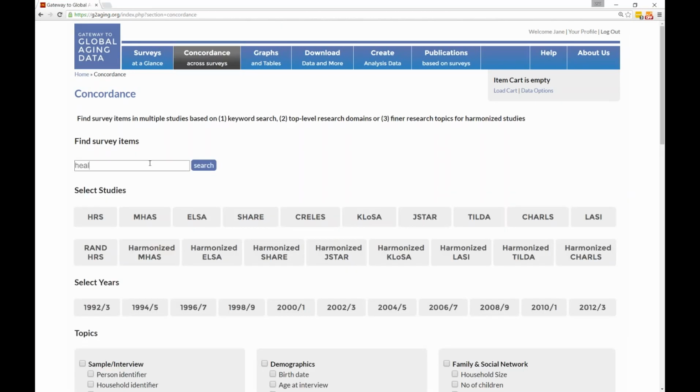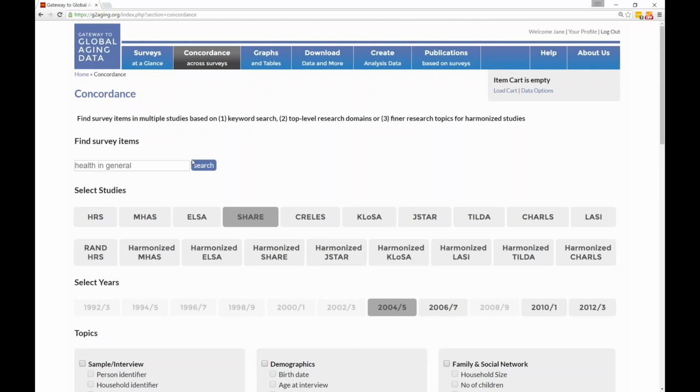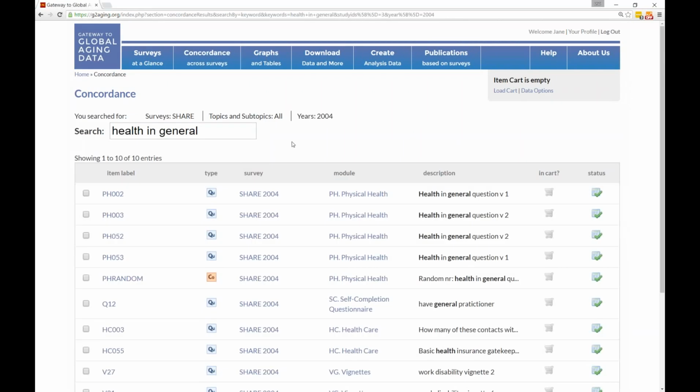Let's do one more example. Let's look for health in general, and let's look for that in Share, our European study. And we'll do their wave 1. Let's make sure we've clicked out of family there. Okay, so we've got health in general, and it looks like we've got a couple health in general questions here. So we've got PH002, PH003, PH052, PH053.